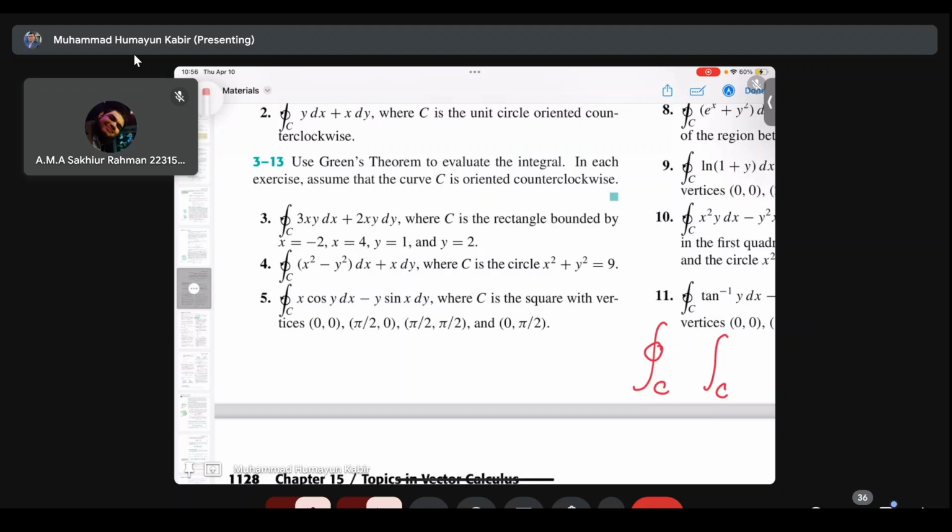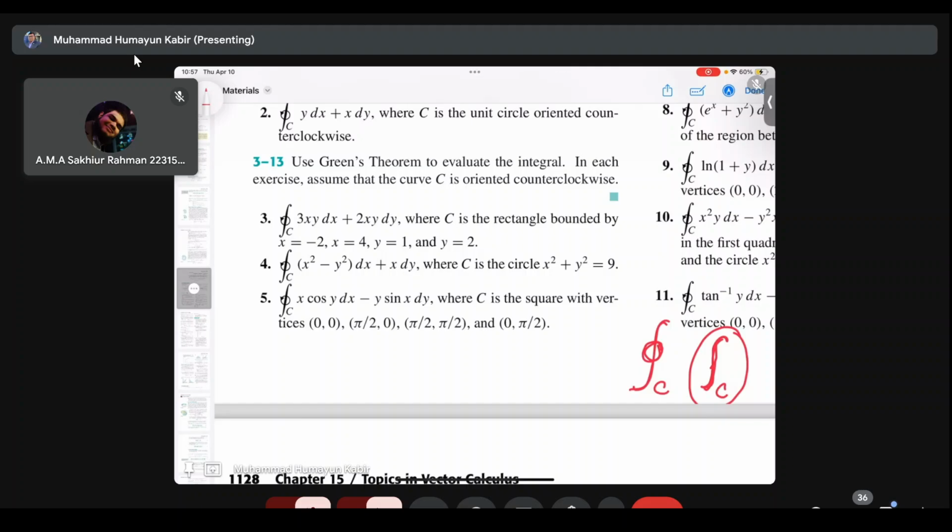Still, it is a line integral. This is also a line integral, but here C might be closed or might be open. We don't know. But if you have this symbol, it is also a line integral, but we can confirm C is a closed curve. Understood? What is the difference between these two? If you want to use Green's theorem, the necessary condition is C should be a closed curve. Otherwise, you cannot use Green's theorem. This is the necessary condition that you must remember.